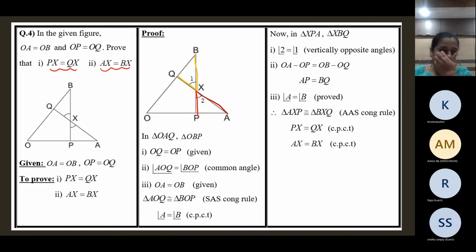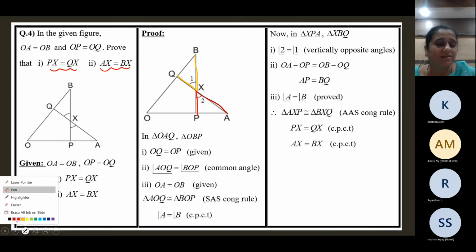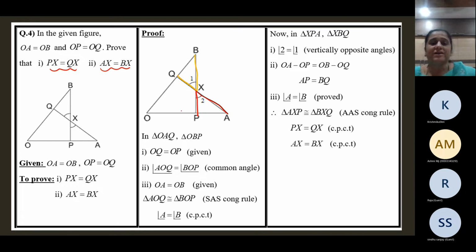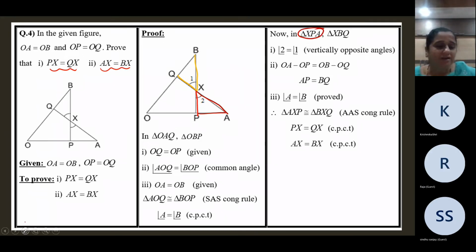Yeah, children. Okay, so we have to prove that PX... Can you see the red line segment PX and the yellow line segment QX? The red line segment AX and the yellow line segment BX. So clearly, to prove these two equalities, we'll have to take up triangle XPA. See here, XPA. You'll have to complete it. So you'll have to take up triangle XPA and triangle BXQ. All right. So we have to take up these two triangles.